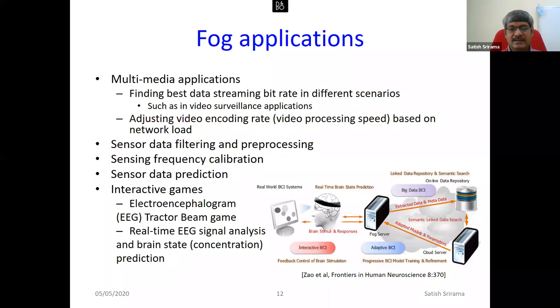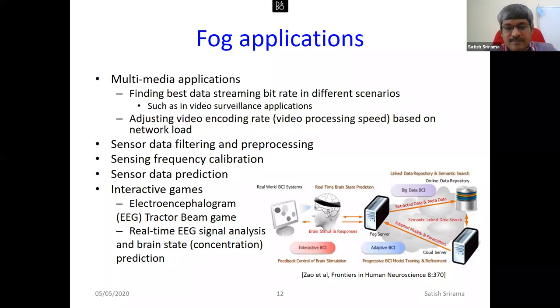And certain times, you can also do this sort of sensor data prediction. Today we have different models, time series analysis. Say, for example, using ARMA models, you can actually predict what would be the next sensor value if nothing has changed. That requires certain processing, and that processing can be done somewhere in these fog nodes or in these gateway nodes. So these are some generic applications where fog can be used.